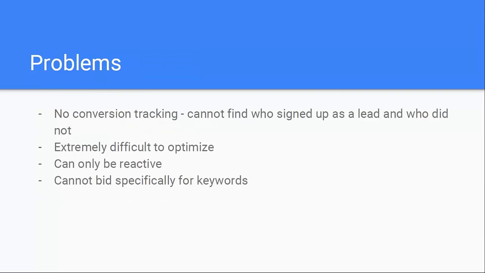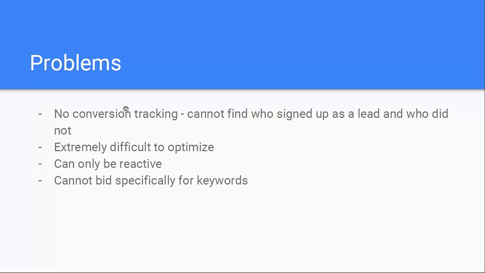The first problem is that conversion tracking is not available with AdWords Express. So she cannot find who signed up as a lead for her or who did not sign up from the campaign. It's extremely difficult to optimize also. AdWords Express gives you very little flexibility in changing the campaign. You can only make reactive changes, say, hey, these keywords are not right, I should exclude them. You cannot even bid specifically for keywords. So a lot of power is essentially lost in AdWords Express, but it is ideally suited for very small businesses who don't have any time whatsoever to manage their AdWords account.